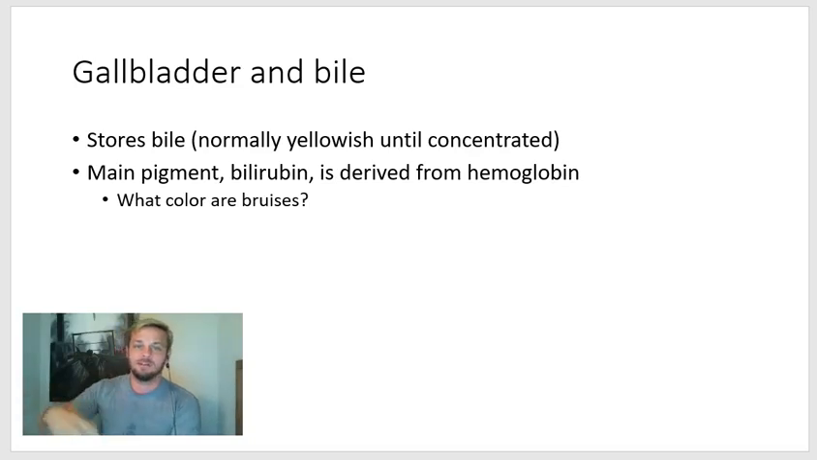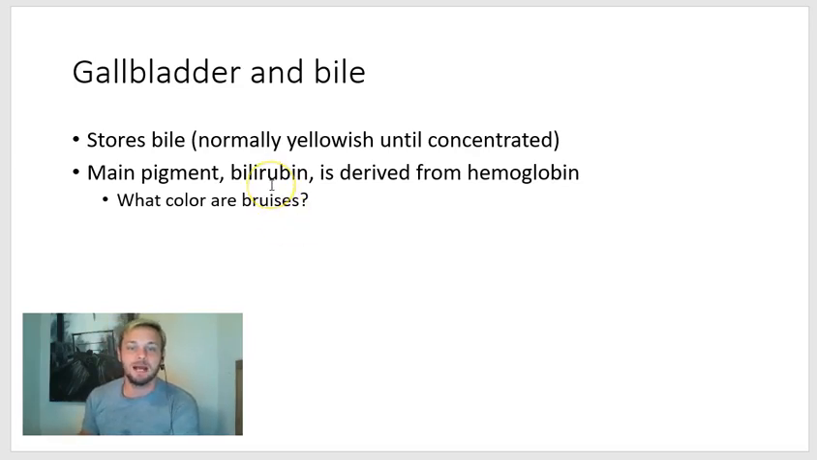And the liver is constantly making bile. When it makes enough bile, that bile gets stored in the gallbladder. So the gallbladder does not make bile. It only stores it, right? And before it gets concentrated, it's normally a yellowish color. When it does get concentrated, then it kind of turns into this greenish color.